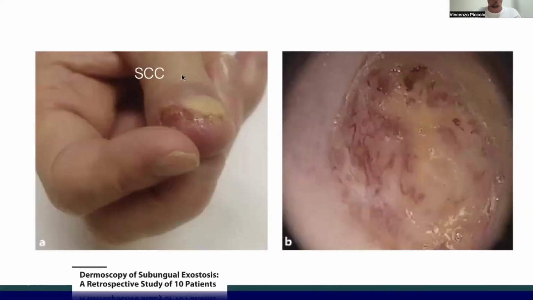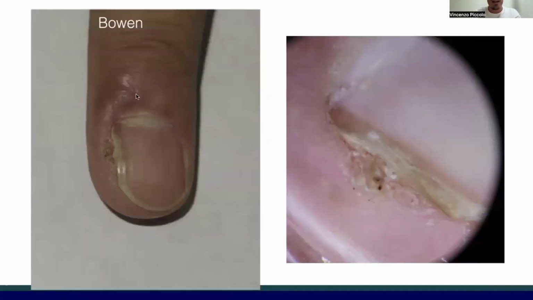Amelanotic tumors also include keratinocyte tumors, such as squamous cell carcinoma, that is characterized at onychoscopy by the presence of this ulceration together with atypical and irregular vessels. And finally, we have Bowen disease, such as the squamous cell carcinoma in situ, that is characterized at dermatoscopy by this wart-like appearance associated with the alteration of the nail plate and nail pigmentation that is commonly seen in Bowen's disease. And for today is all.